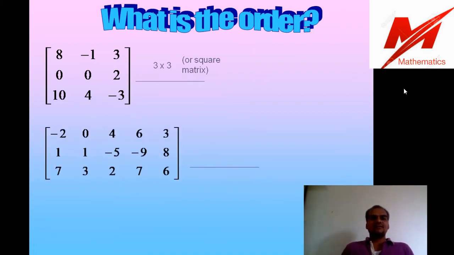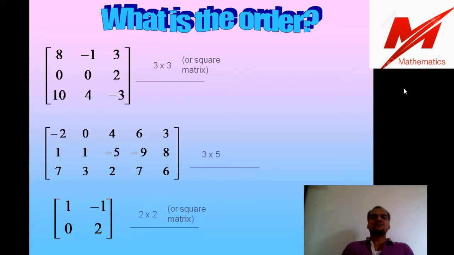Next, in this case, how many rows are here? We have 3 rows. And how many columns are here? We have 5 columns. So our order of matrix is R by C, that is 3 by 5. It is a rectangular matrix. Next matrix, 2 rows and 2 columns. So the order here is 2 by 2. That is a square matrix again, because the number of rows is equal to the number of columns.